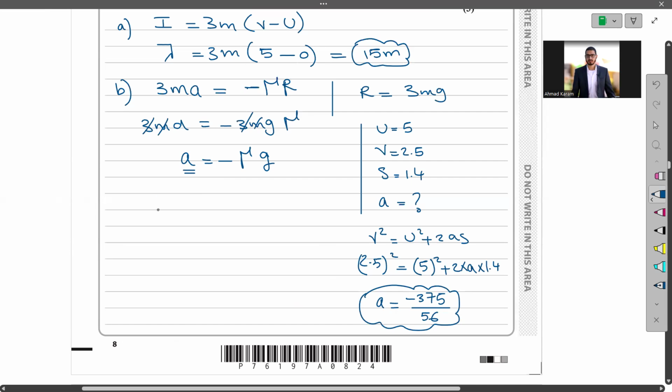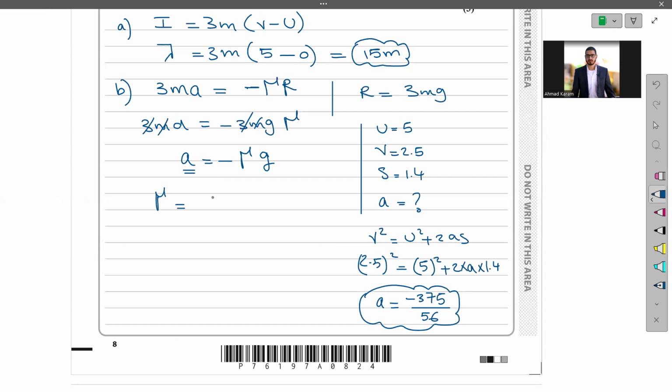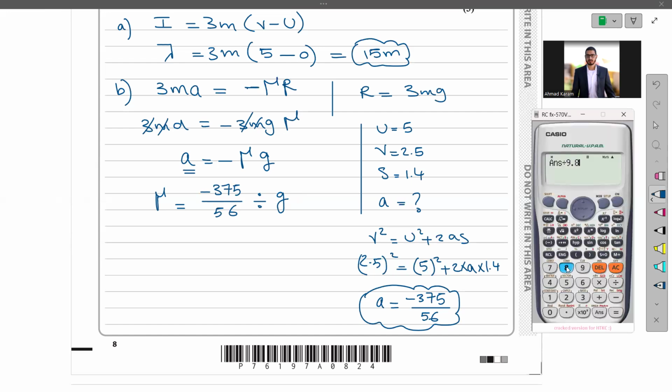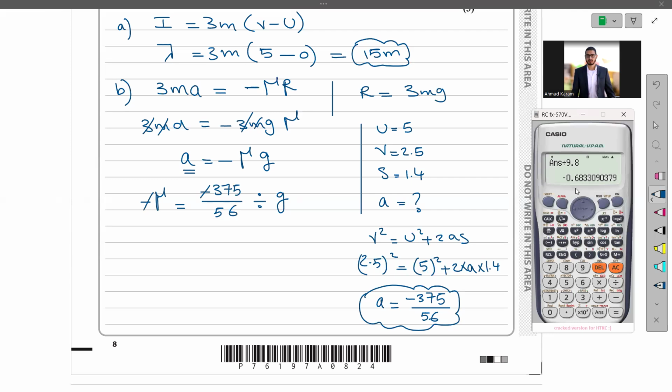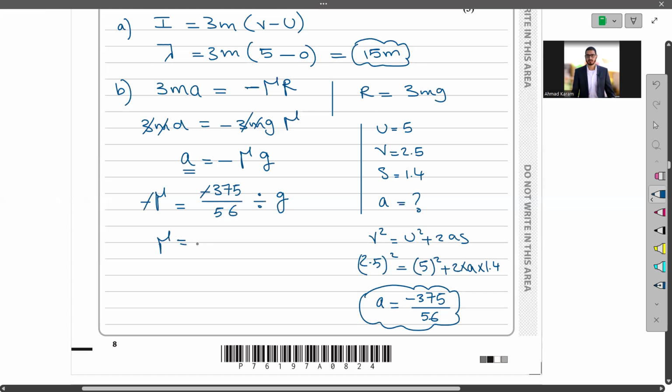So I'm going to use it here. Mu will equal the acceleration, negative 375 over 56, divided by g, which is 9.8. Actually, this is negative mu, so cancel the negative. So it will equal 0.683.